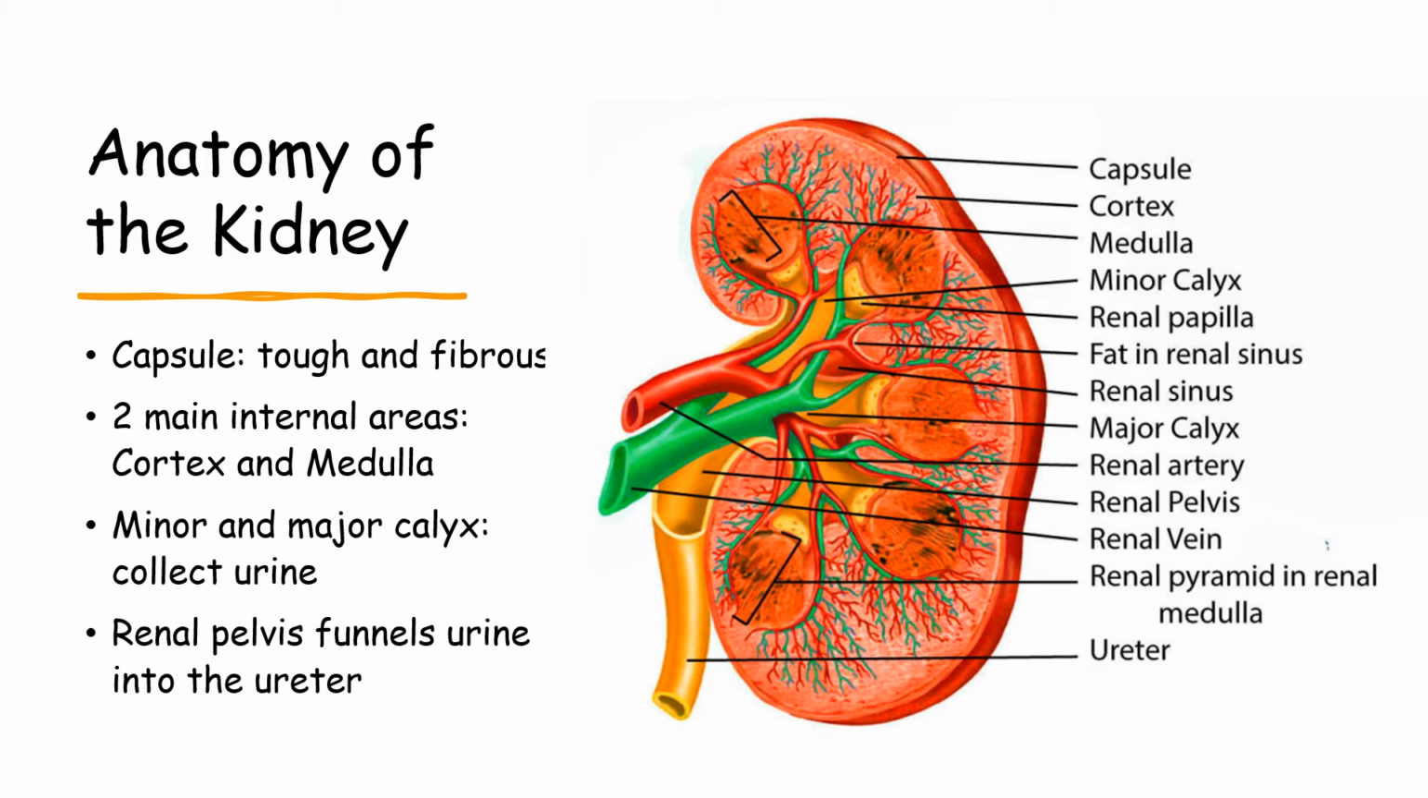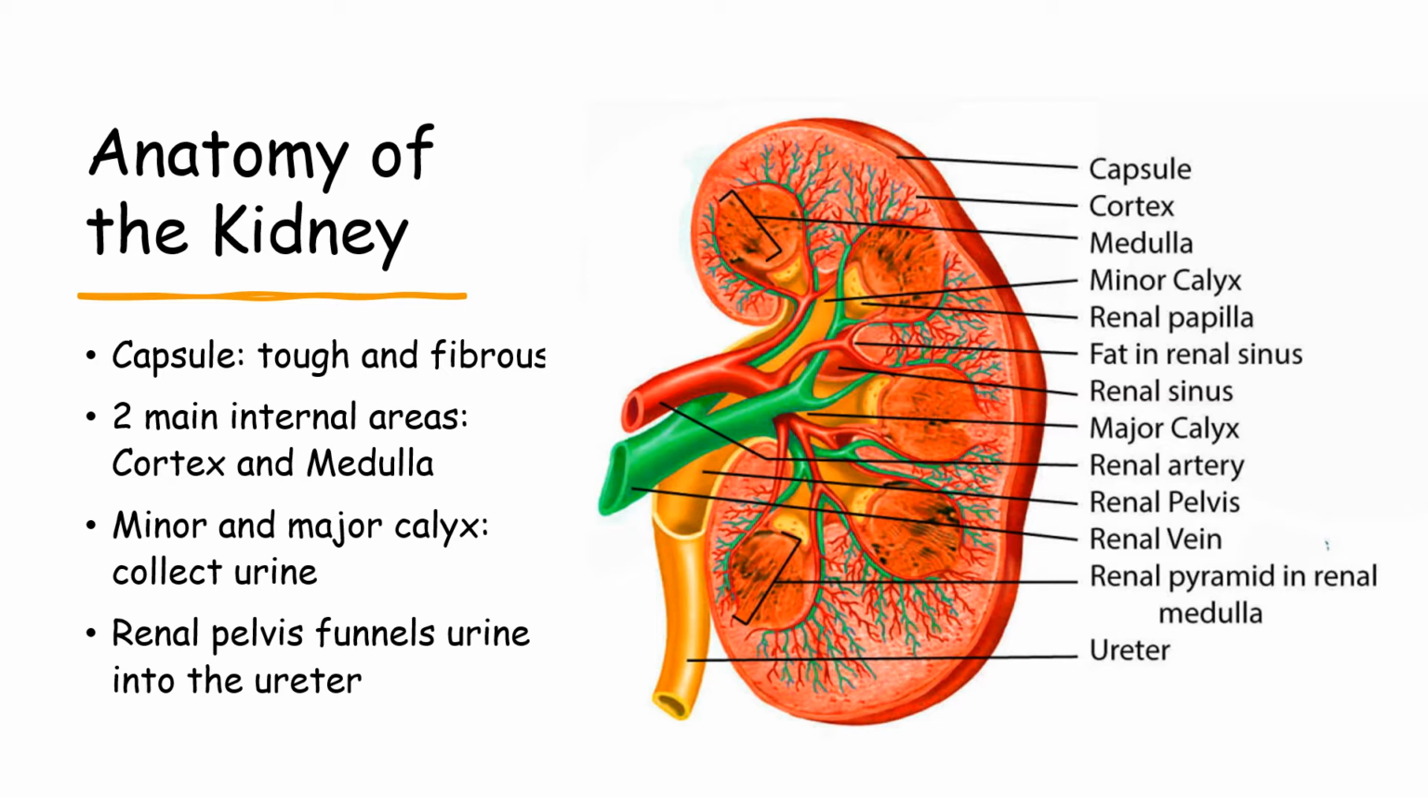Now for the anatomy of the kidney. As you can see, it's very complex. I'm not going to get into the super detail of this kidney, but there's a few areas that I'd like to highlight. First is the capsule, which covers the kidney, and it's very tough and fibrous. And there are two main internal areas, the cortex and the medulla.